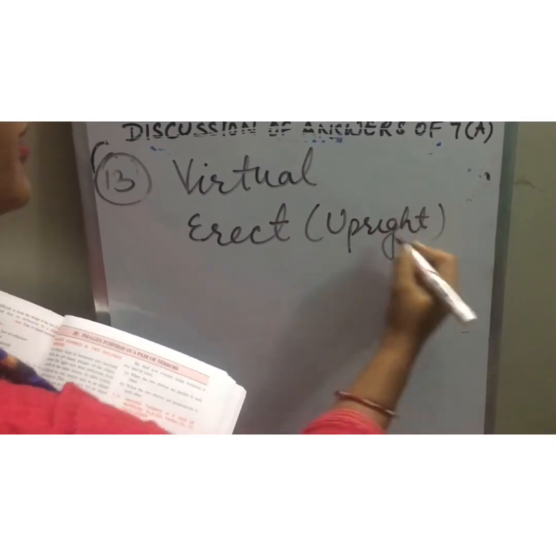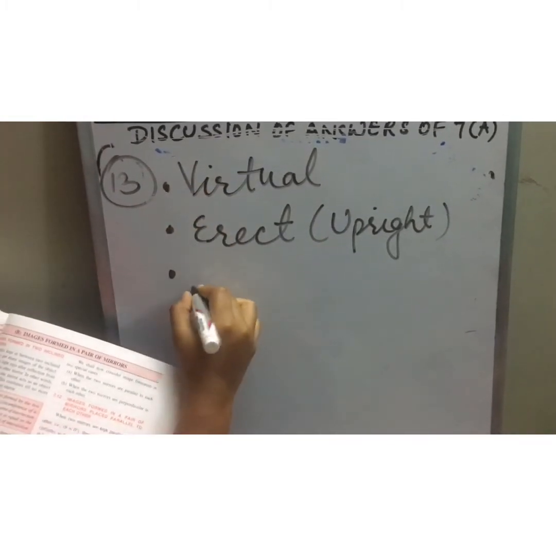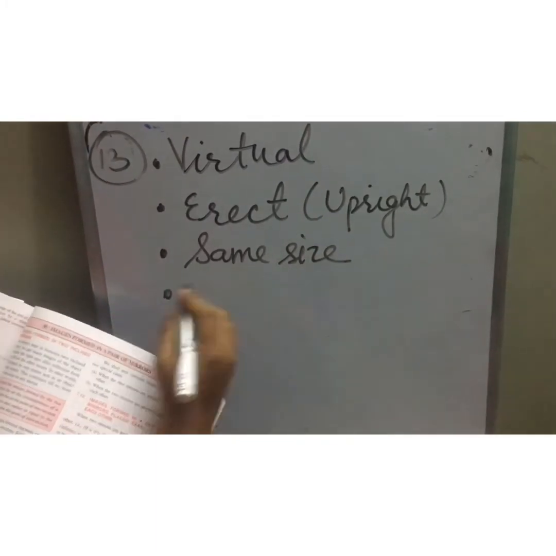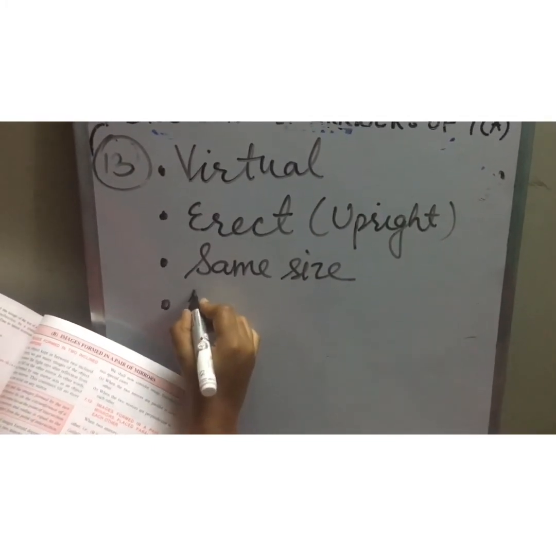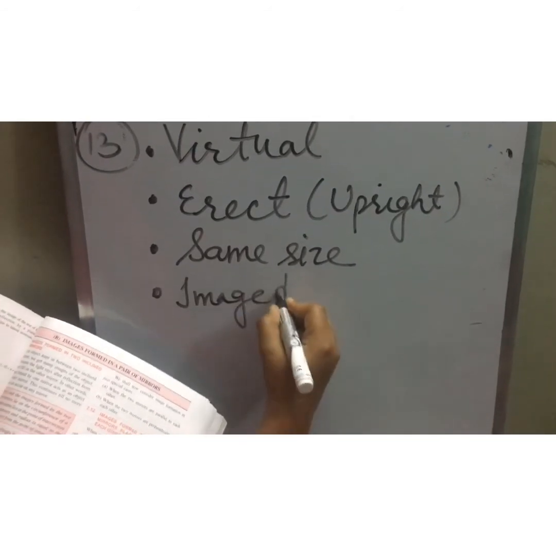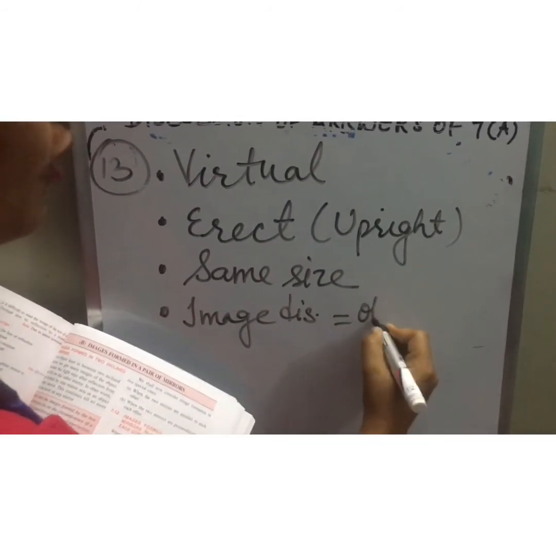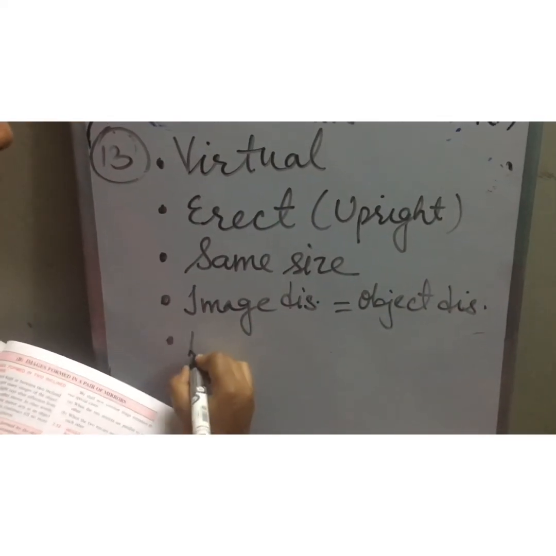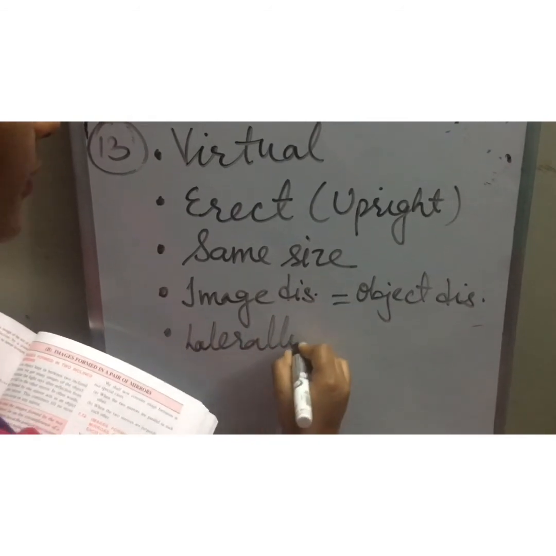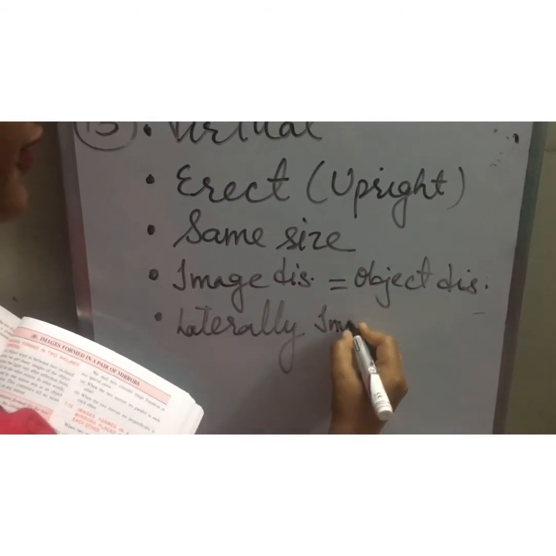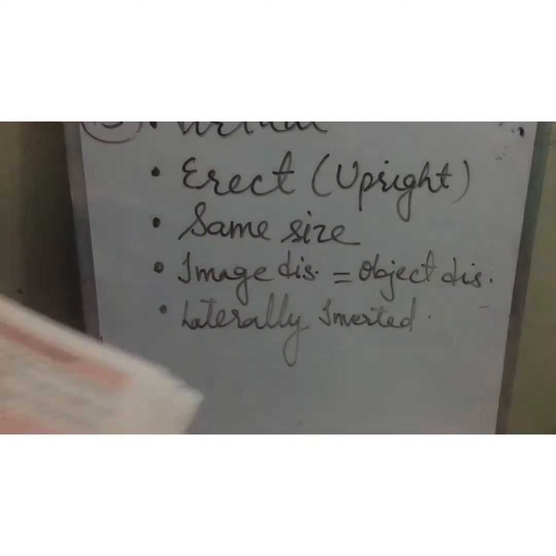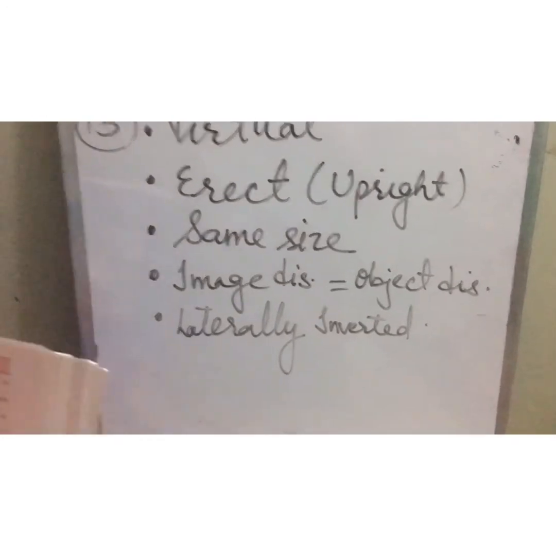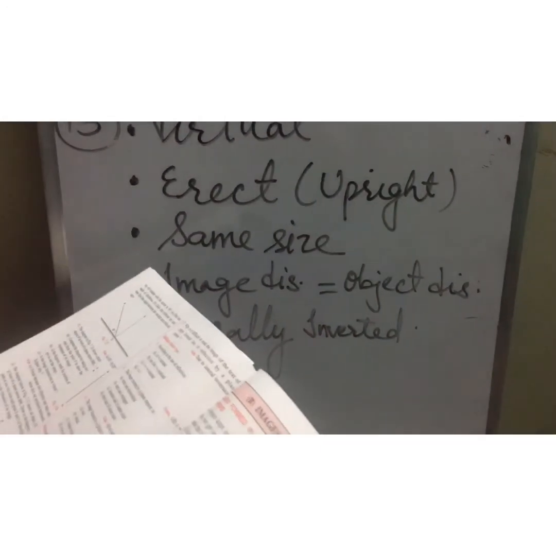Then it is of the same size as the object. Image is the same size. Fourth point, the image distance is equal to the object distance from the mirror. And the last point is what? These images are laterally inverted as well. Okay, laterally inverted. These are the 5 characteristics, out of which you can write any 3.